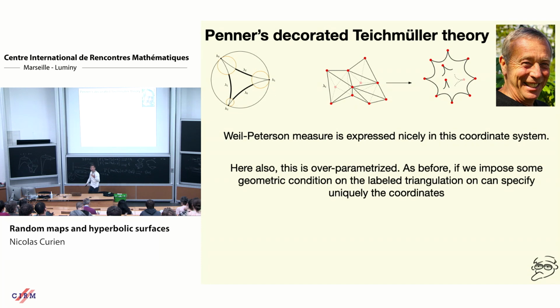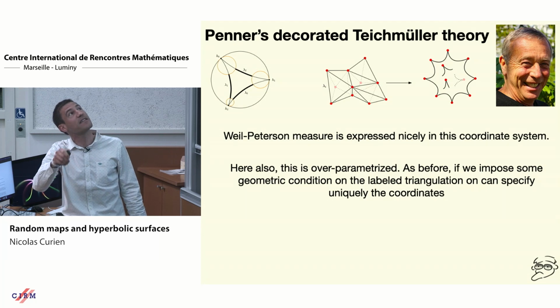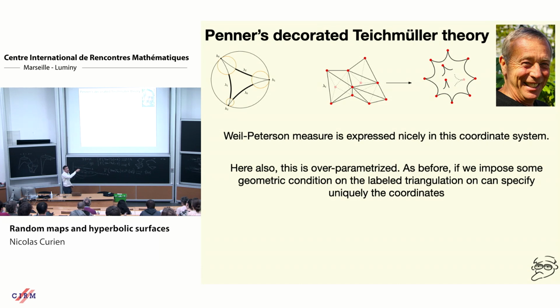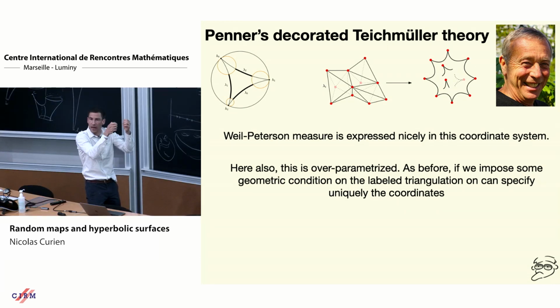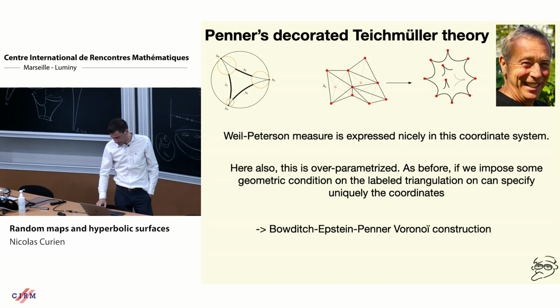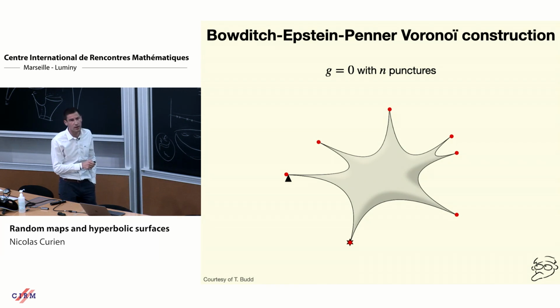But as before, if we impose some geometric condition on the labeled triangulation here, we can specify uniquely the coordinates, meaning that for a given hyperbolic surface, I can find a unique triangulation and a unique labeling, so that after gluing, you get the hyperbolic surface. And this, some of you know, is the Bowditch-Epstein-Penner-Voronoi construction. Let me present it for you. Again, in the genus 0 case with n punctures.